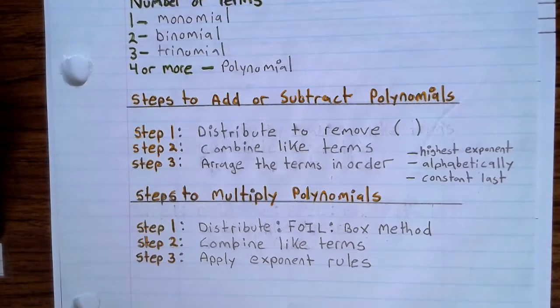Steps to add or subtract polynomials. Step 1, distribute to remove the parentheses. Step 2, combine like terms. Step 3, arrange the terms in order, highest exponent first and constant last.